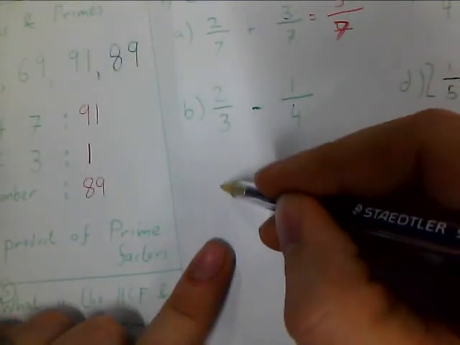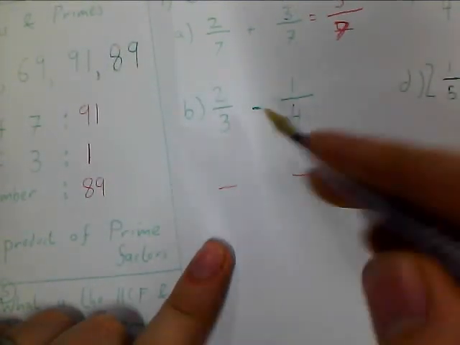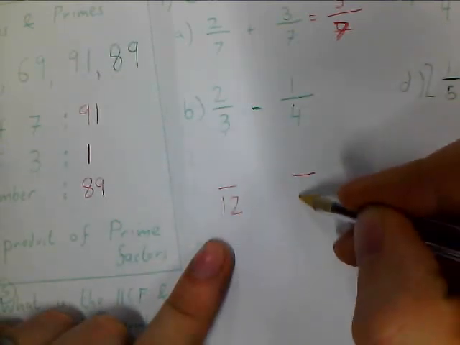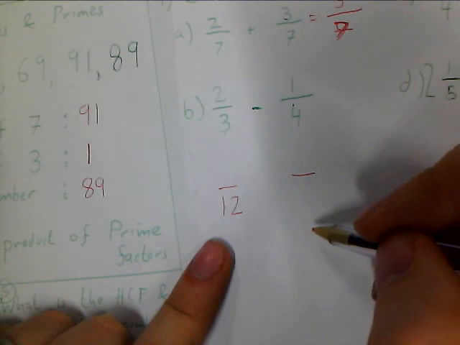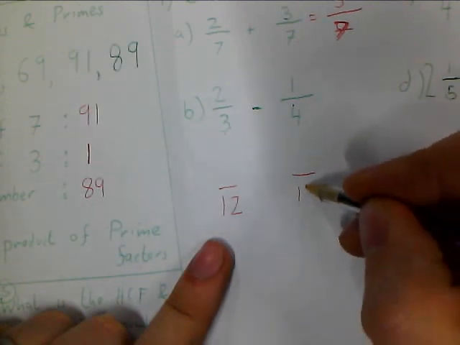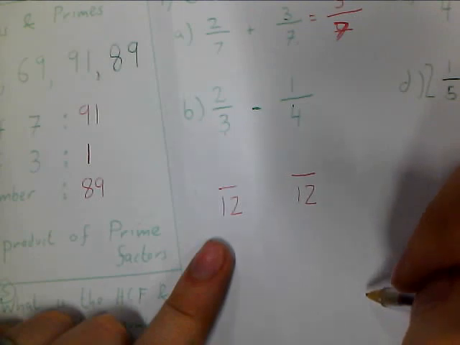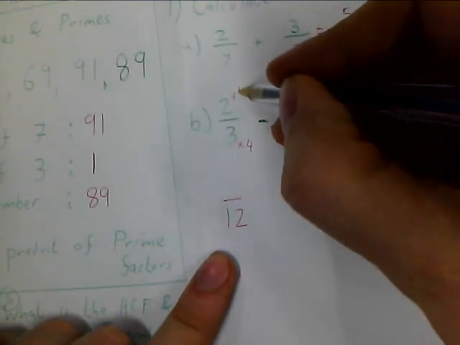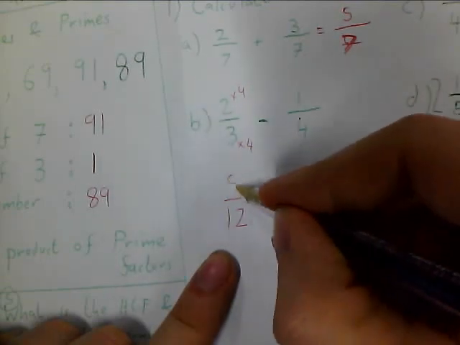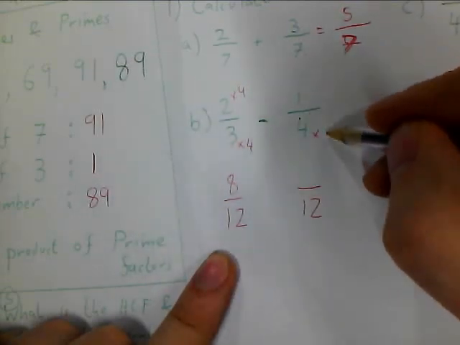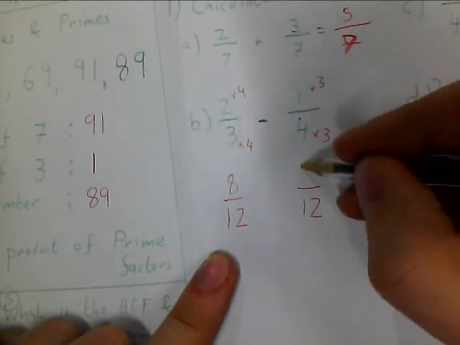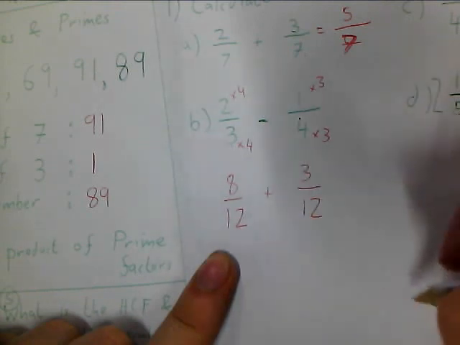Part B. Okay. First step here is to get the denominators the same. So I'm looking for a number that's in the 3 and the 4 times table. I'm going to choose 12. You can also use 24 or 36 if you wish, but it's best to use the smallest one possible. I've multiplied 3 by 4 to get 12, so I multiplied 2 by 4, which gives me 8 twelfths. And I multiplied this 4 by 3 to get 12, so I multiply 1 by 3 to get 3 twelfths.